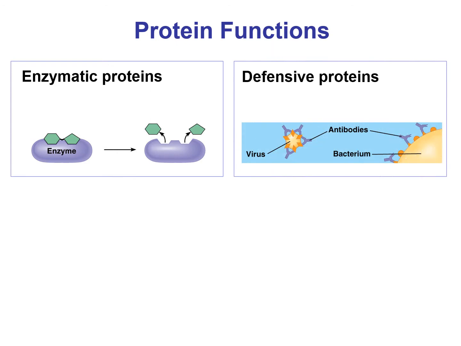Proteins can serve a defensive role. So antibodies that bind to foreign substances and foreign cells are made up of protein. And then they'll identify that thing as being something that should be destroyed by your immune system.